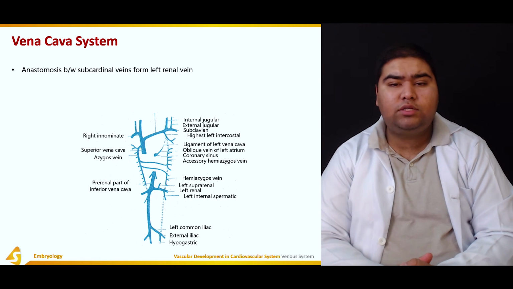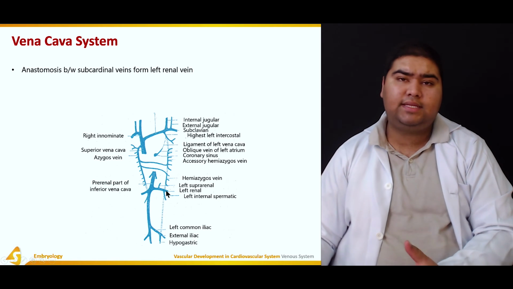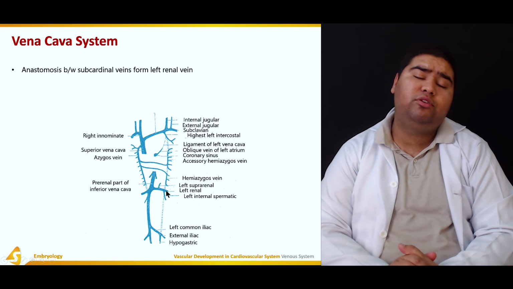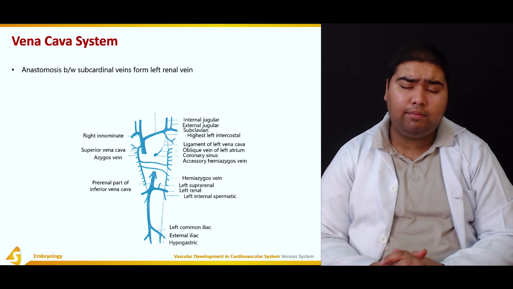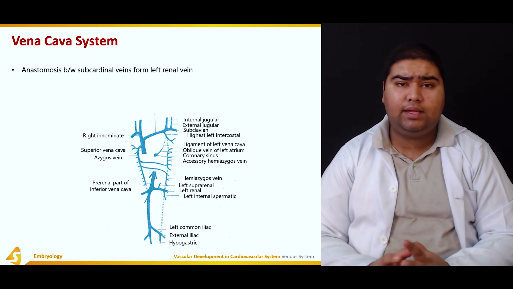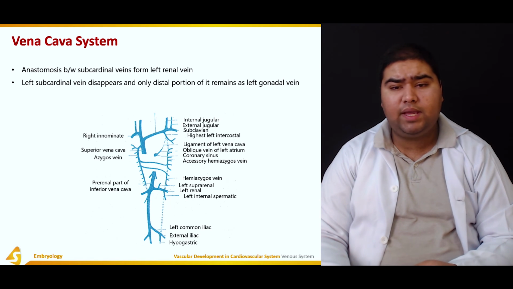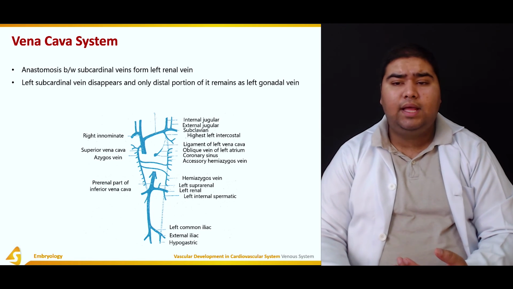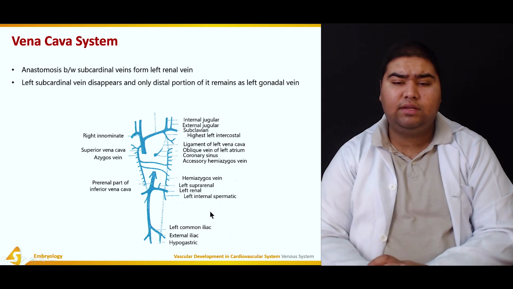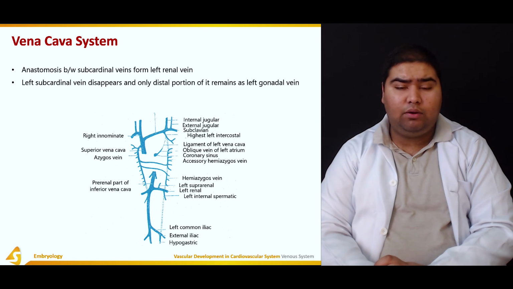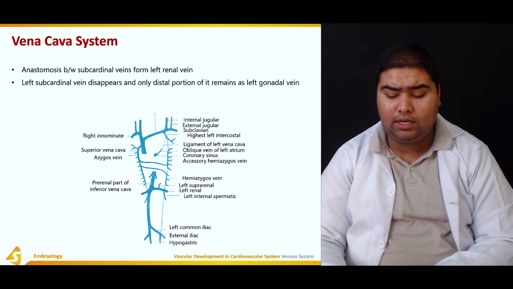Now, there is anastomosis between the subcardinal veins to form the left renal vein. So this is the left renal vein. Subcardinal veins were the veins responsible for draining the renal portion of the human embryo, and hence they anastomose to form the left renal vein. The left subcardinal vein disappears and only the distal portion of it remains as the left gonadal vein. So this left internal spermatic vein, or left gonadal vein, is formed by the left subcardinal vein, which usually disappears, and the only portion that remains is this gonadal vein.